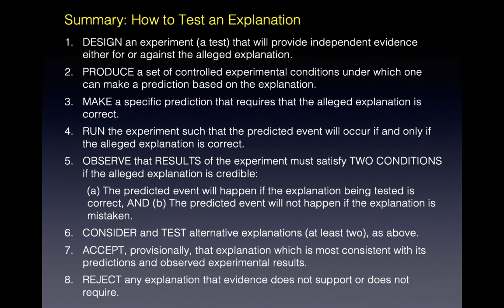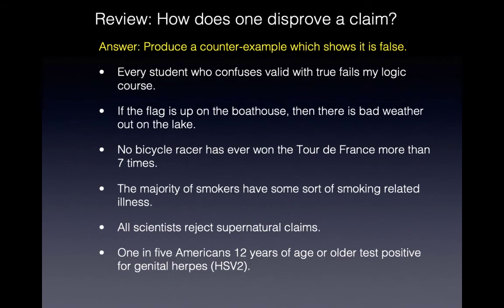Keep your mind open to evidence against it, new theories. Accept that explanation which is most consistent with its predictions and observed experimental results. And finally, we want to reject an explanation that evidence does not support or does not require. We don't want to invent stories to save that hypothesis if we've made some predictions that are pretty clearly showing our hypothesis is wrong or flawed.